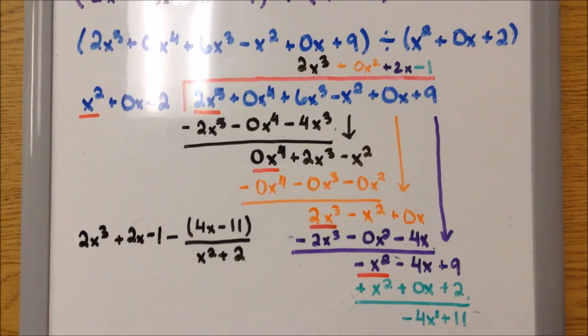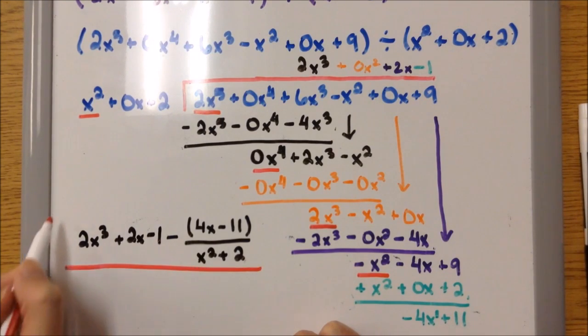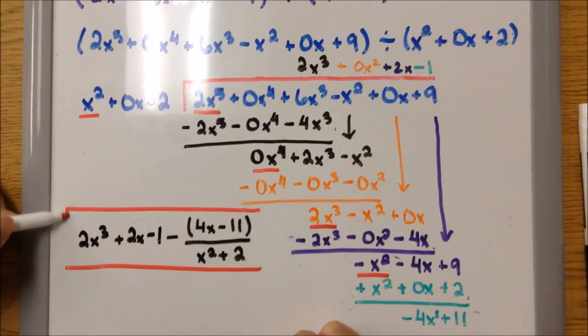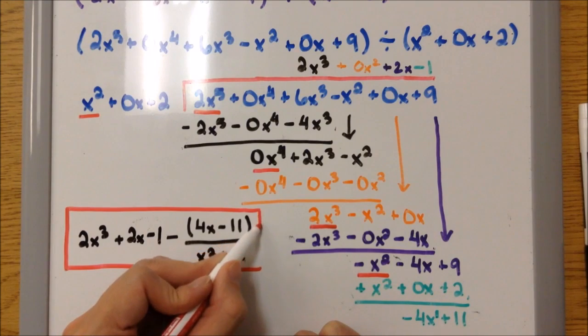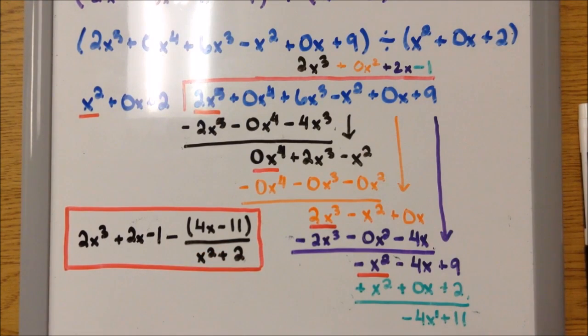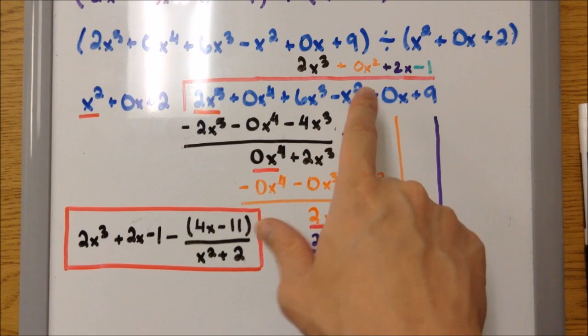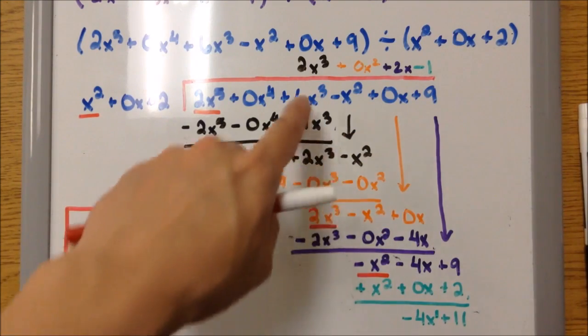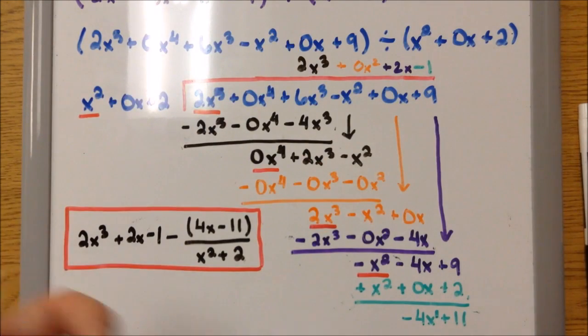So here's our answer. And again, up here is the 0x squared. In your answer, you don't have to include it. Now, if you write it by accident, that's okay. As long as you have everything else, you still get full credit. Just having 0x squared, meaning that there is no x squared, that's okay.